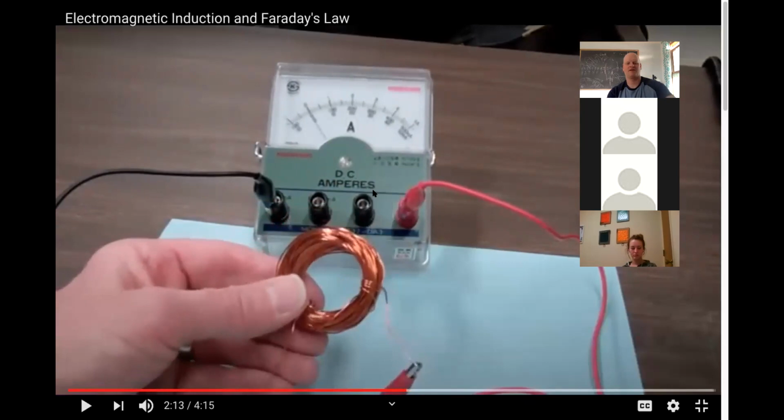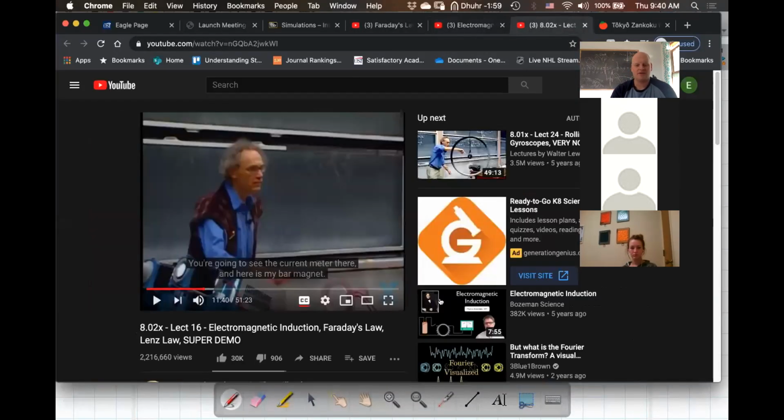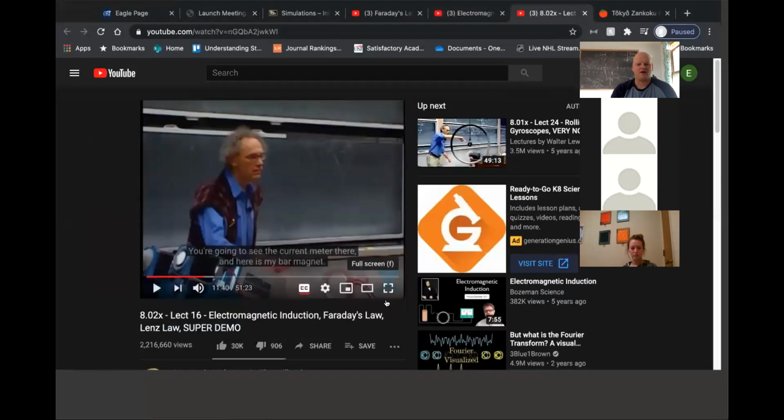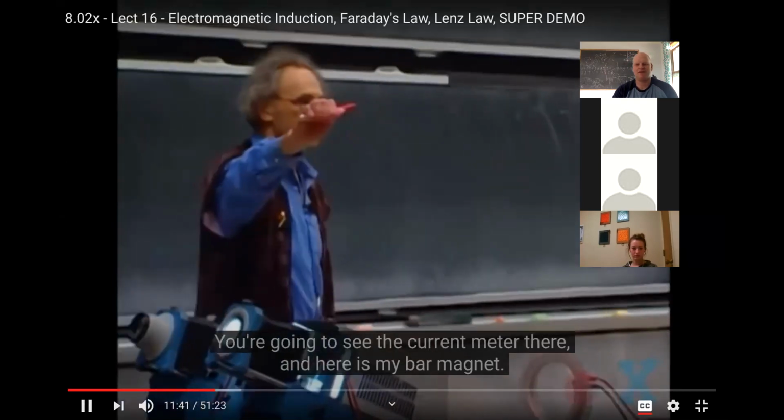Okay, I'm going to pause that one there. Let me show you another one. This one is from MIT, I believe. He's going to do basically the same thing. He has a coil down here that's connected to another ammeter, also known as a galvanometer. Then he's going to take a bar magnet and move it in and out. And then I'll show you one more video of something similar, but not quite the same.